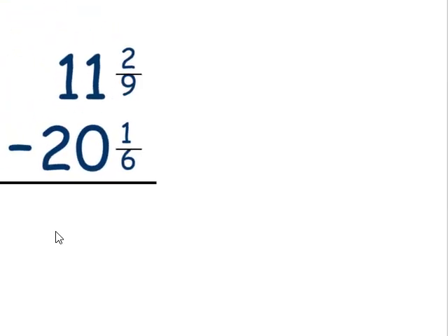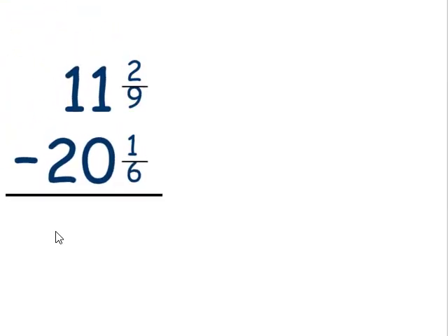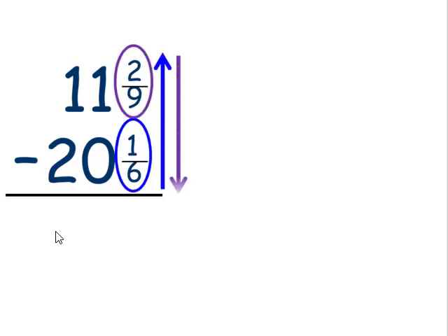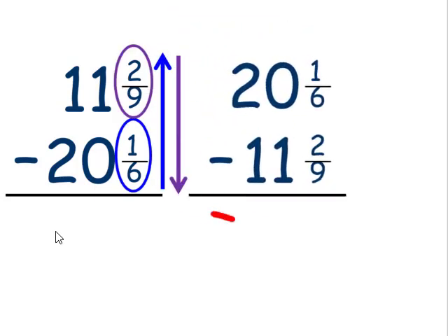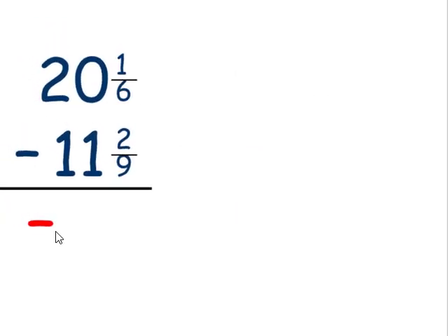Let's take a look at a more challenging example. Again, 11 and 20. 11 is less than 20. So we're going to write the opposite of the opposite, which is 20 and 1/6 minus 11 and 2/9, but we have to have that negative.